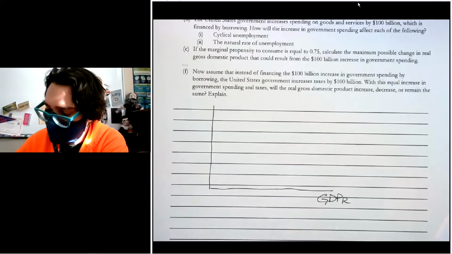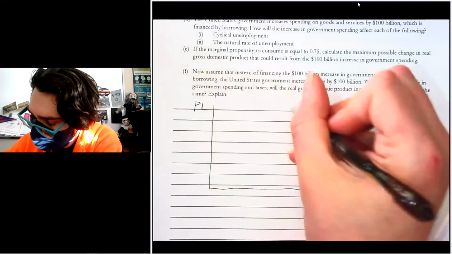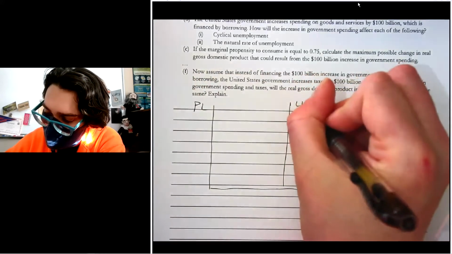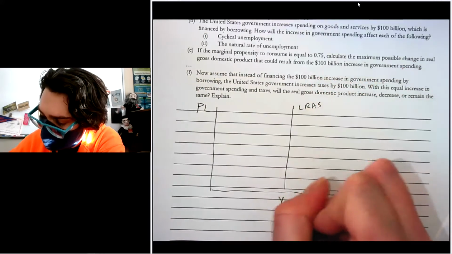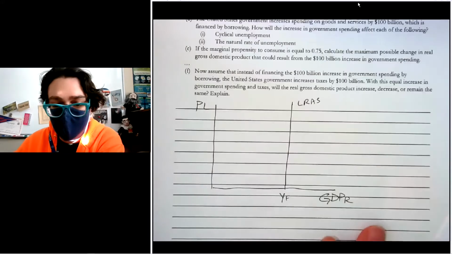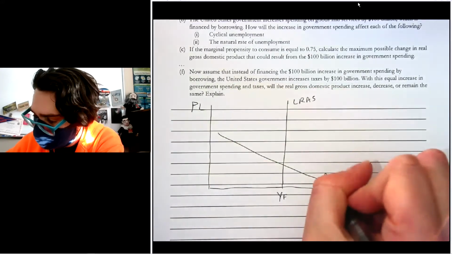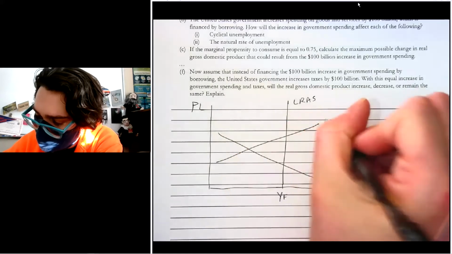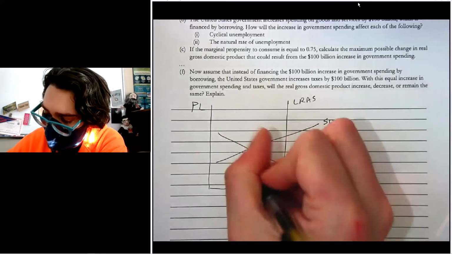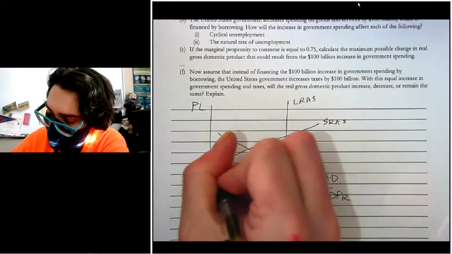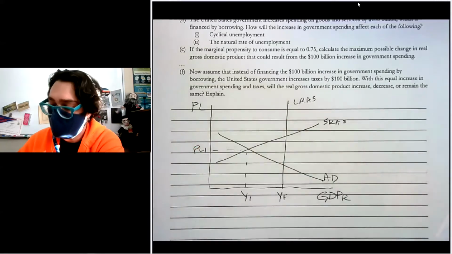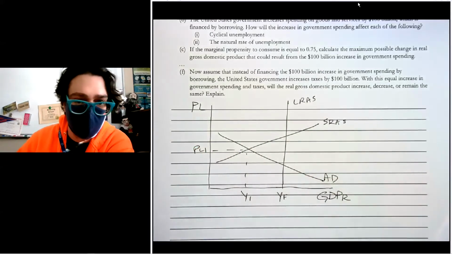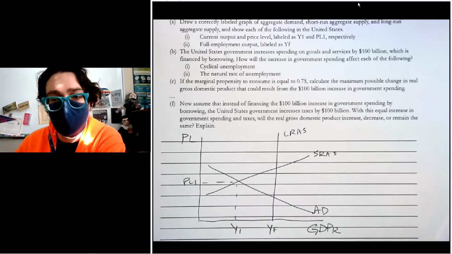Just for funsies, I'm going to write GDPR this time. See that you can be creative in this class, right? You can use different letters. How exciting. Okay, that was not that cool of a statement. I get it. Y1 and PL1. Okay, so we kind of have set up the board as a way to think about it. You're playing a board game here.